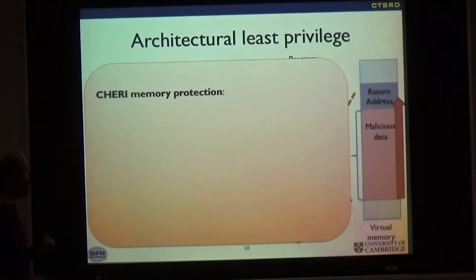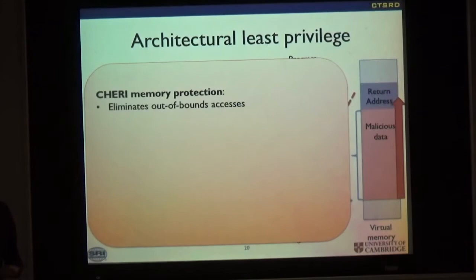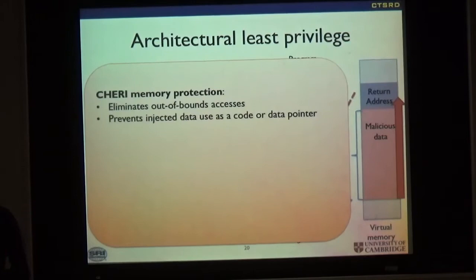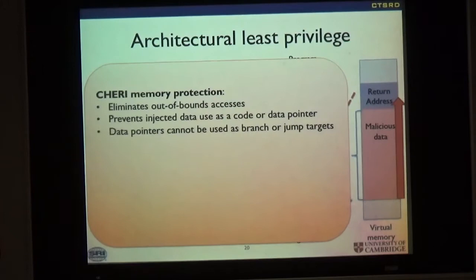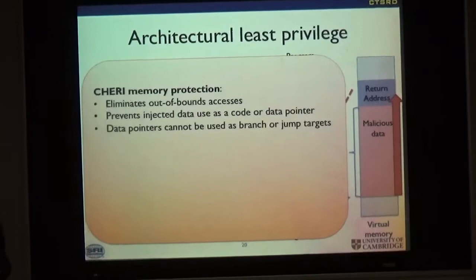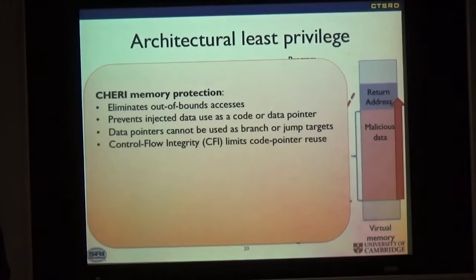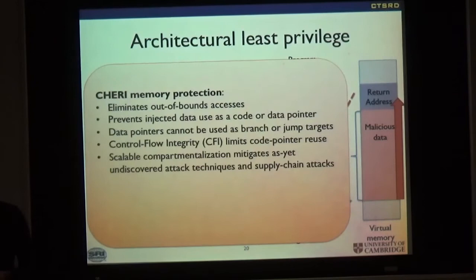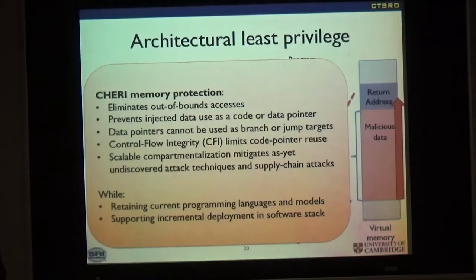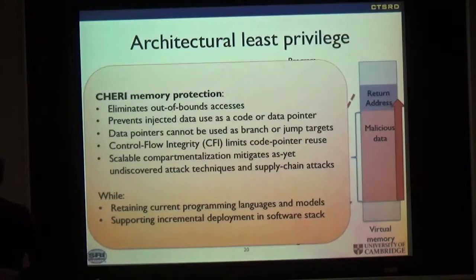So in our model, we've implemented our architectural basic privilege. We eliminate out of bounds access, we prevent injection of data as code or code as data pointers. You can't conflate pointers to data with pointers to code, unless you do it very deliberately. Because we store return addresses on the stack as capabilities, we have control flow integrity, which means we have effectively eliminated return oriented programming type attacks. We have scalable compartmentalization that I haven't talked about, which mitigates a wide array of both existing attacks, yet undiscovered attacks, and even supply chain interruptions. And all of this while retaining current programming languages and models, and supporting incremental deployments in very nice ways.